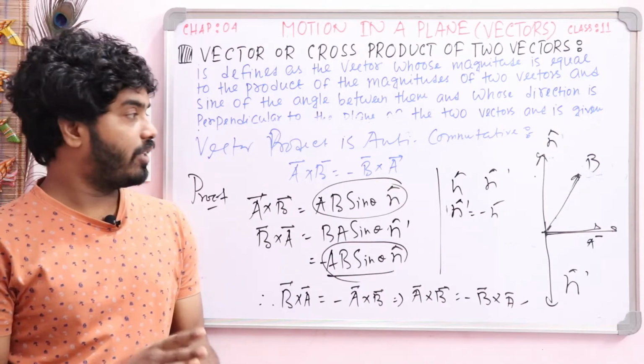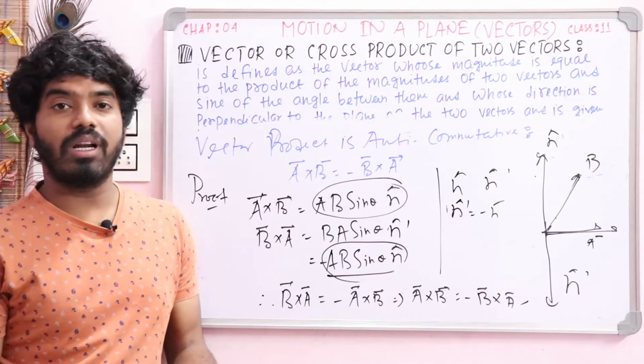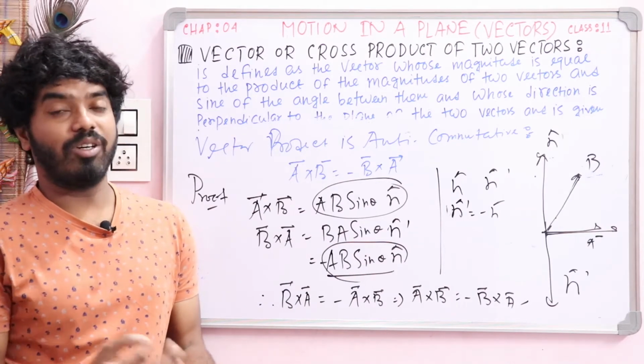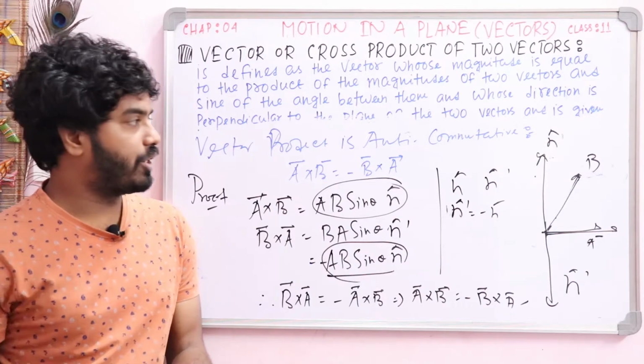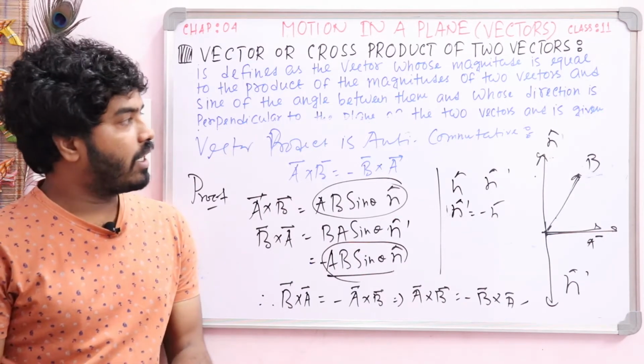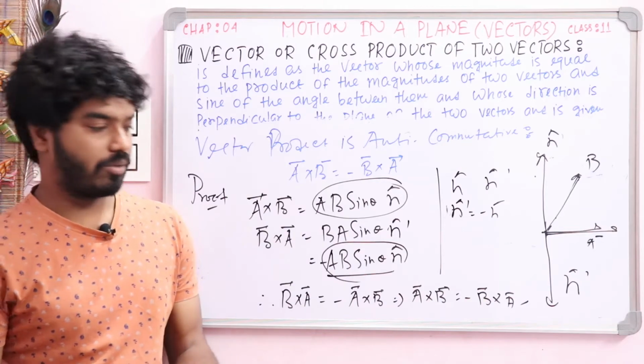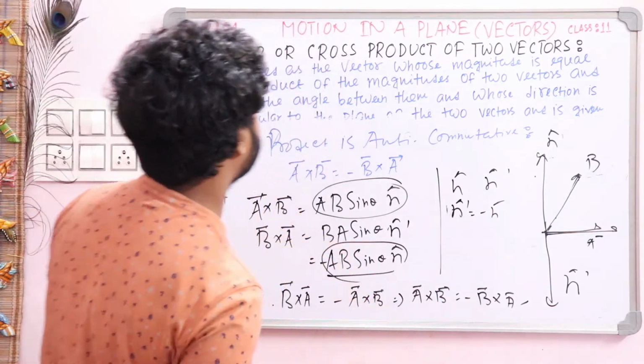That is okay. But in case of scalar product, we learned that A dot B is equal to B dot A. That is, the scalar product obeys the commutative law. Now you see there are several properties. Okay, write it down. The properties of vector product.